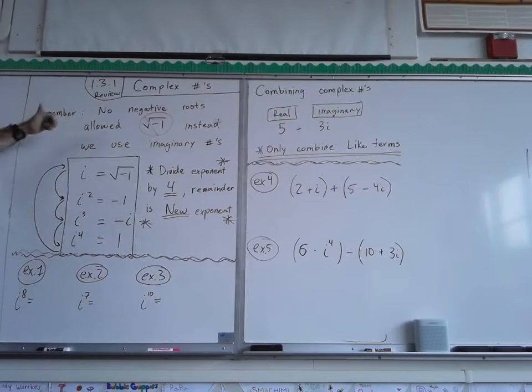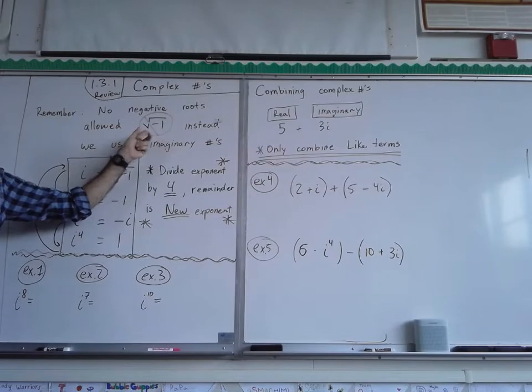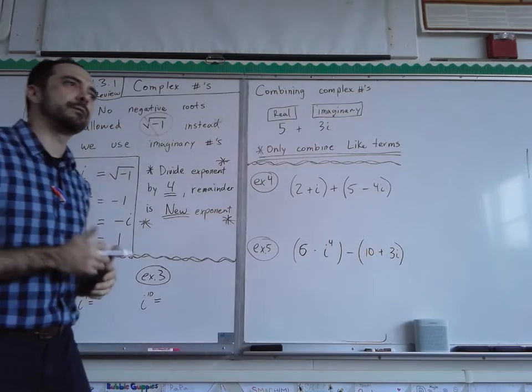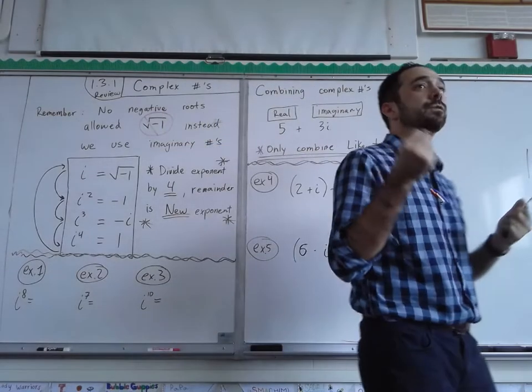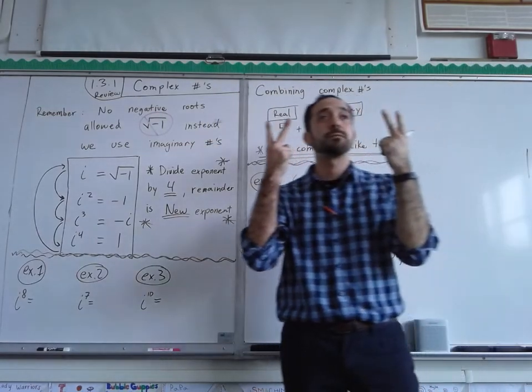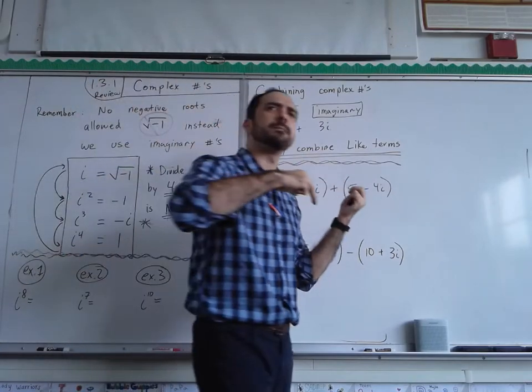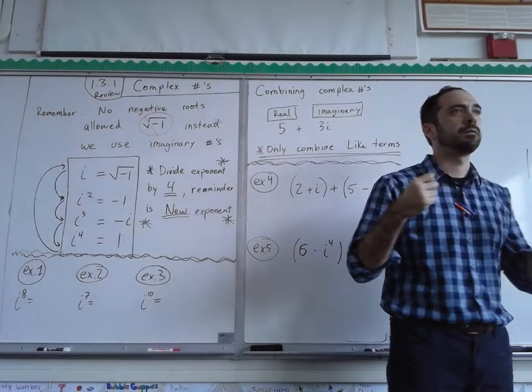So you can't have a negative root, and why is that? So let's think about, what is the square root of 4? 2. You have to have a positive 2 times a positive 2. Right? So what would the square root of a negative 4 have to be? To get a negative number, you need a negative and you need a positive.